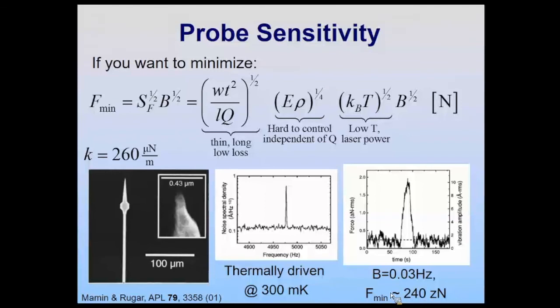So what do you do to minimize this force? You use very thin cantilevers to reduce t, very long cantilevers, which are not lossy. So Q is big. You can't do much with the Young's modulus and these material properties independently of Q, but you can go to very low temperatures and low laser power.